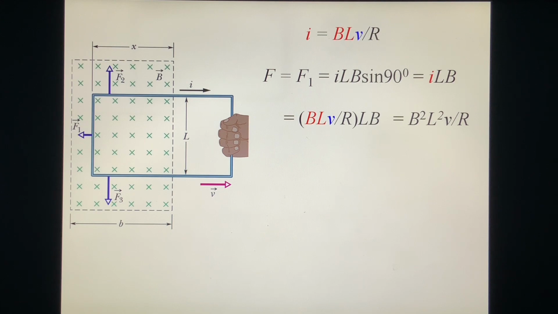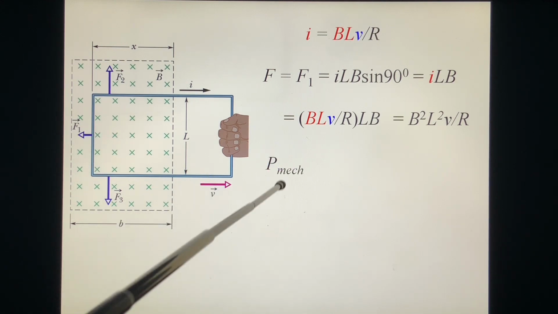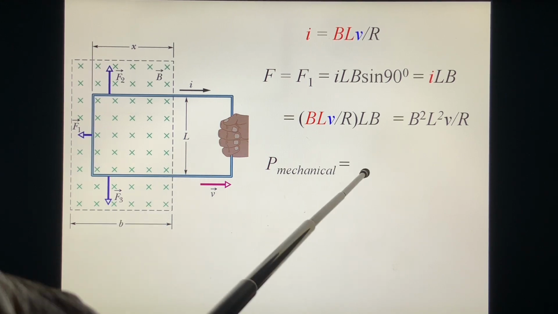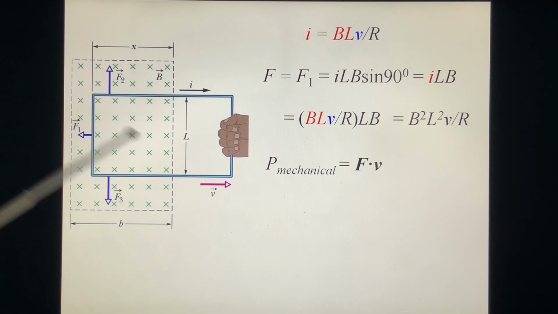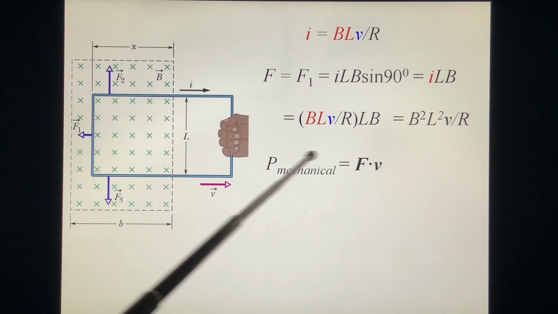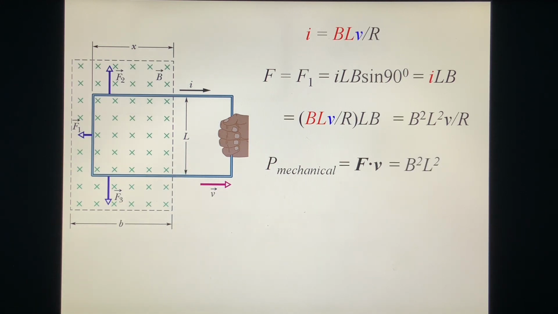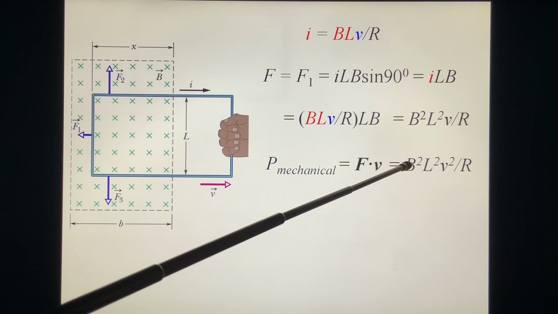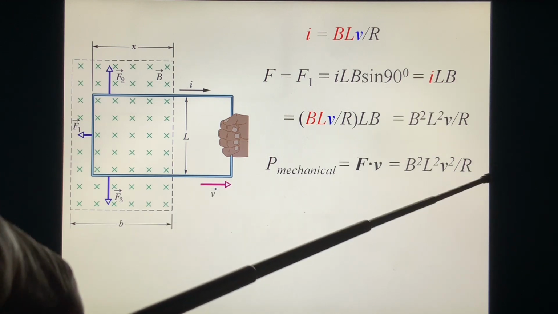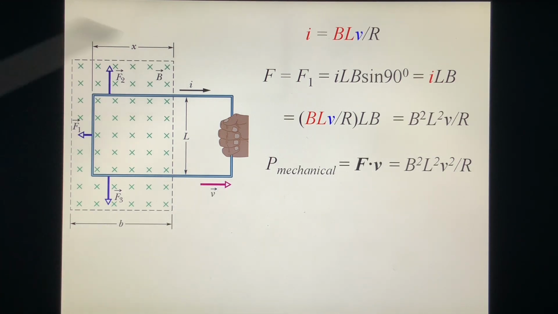What is the power at this instant? The mechanical power is F dot v, which is F v. F and v are in the same direction. Multiplying, we get B squared L squared v squared over R. This is the mechanical power I apply.